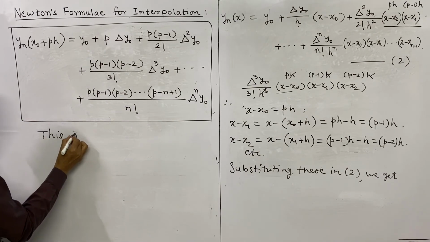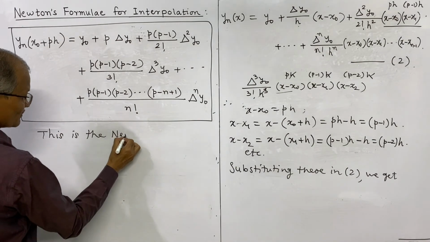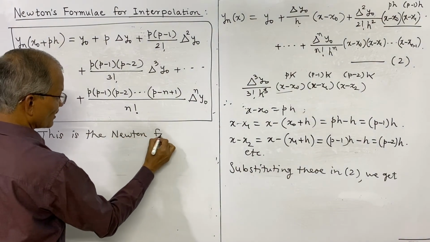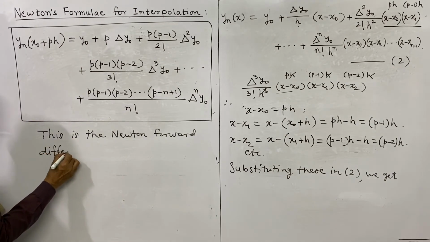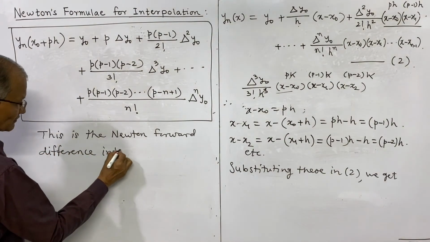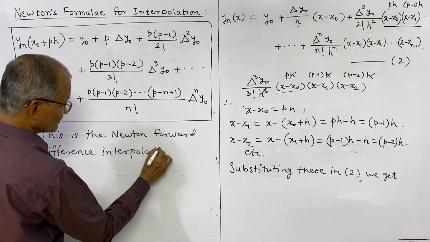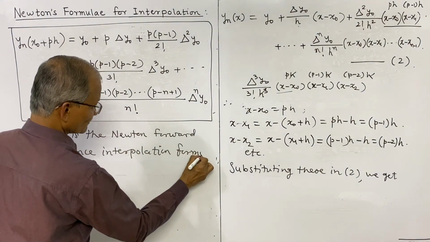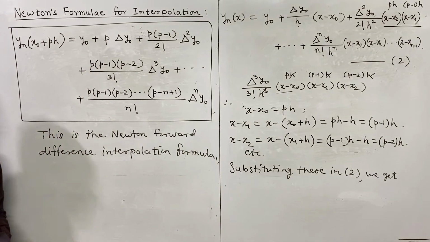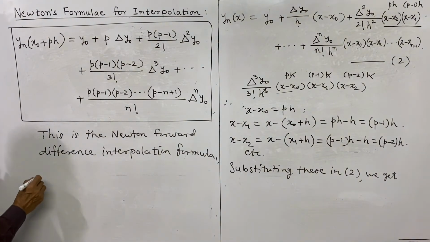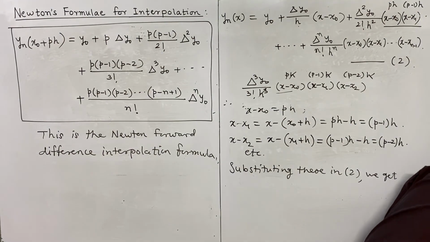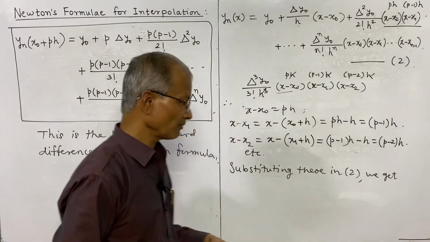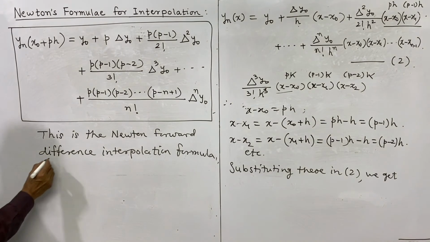This is the Newton forward difference interpolation formula, and this formula is to be used when we want to find the value at the beginning of the table. So we should write that as a note.